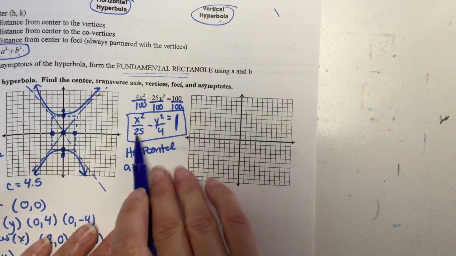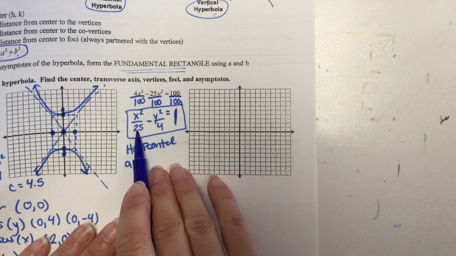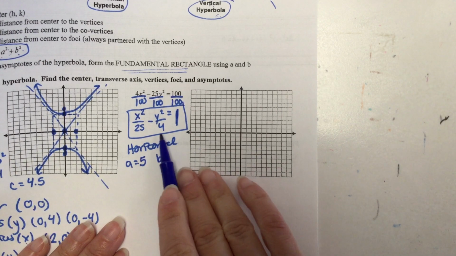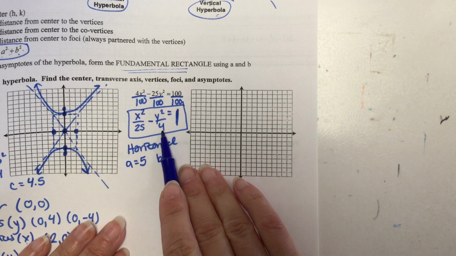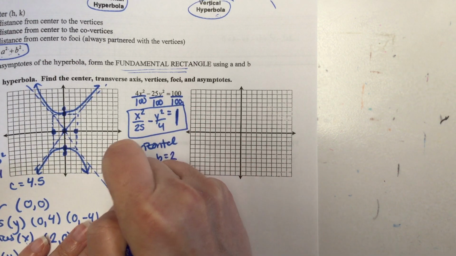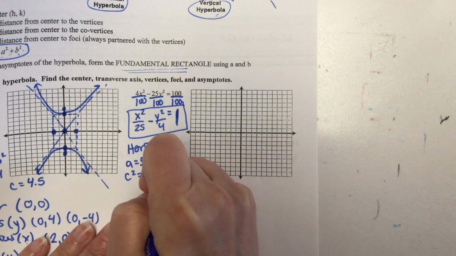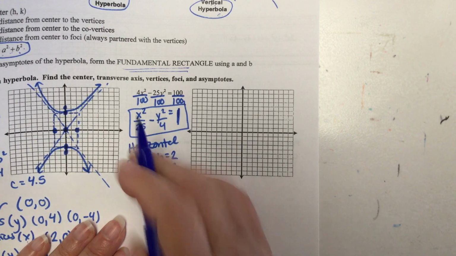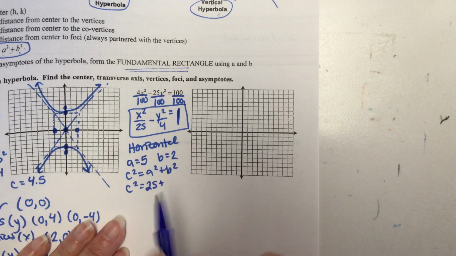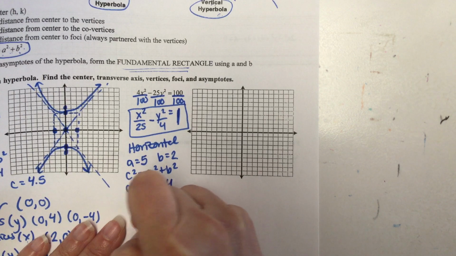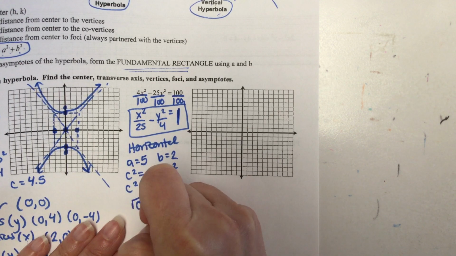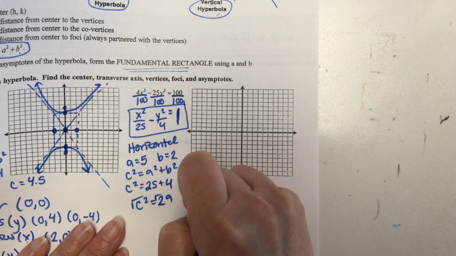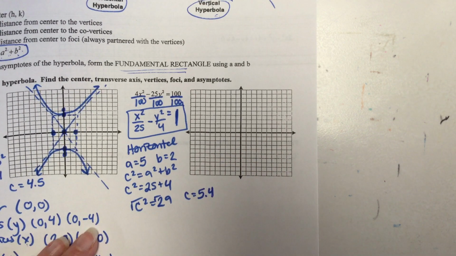The a value is the square root of the first denominator. The square root of 25 is 5. B, the square root of the second denominator. The square root of 4 is 2. C squared equals a squared plus b squared. So c squared equals 5 squared is 25. 2 squared is 4. So c squared equals 29. Take the square root of that, and c equals, if I round it to the 10th, 5.4.